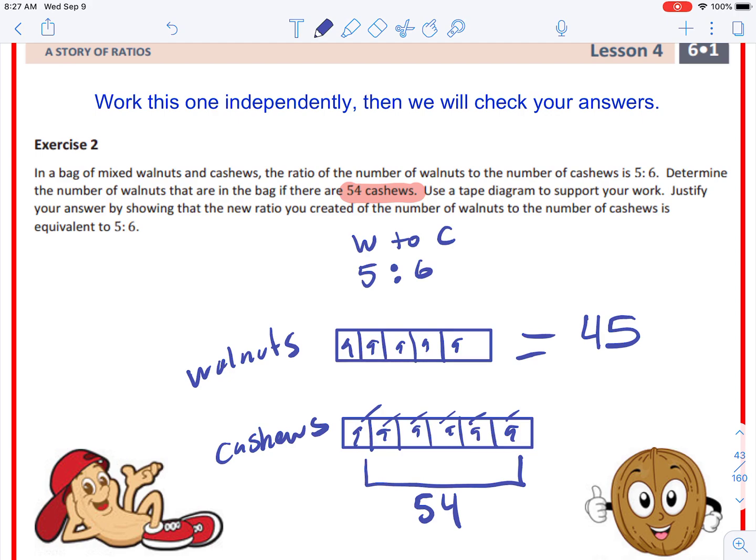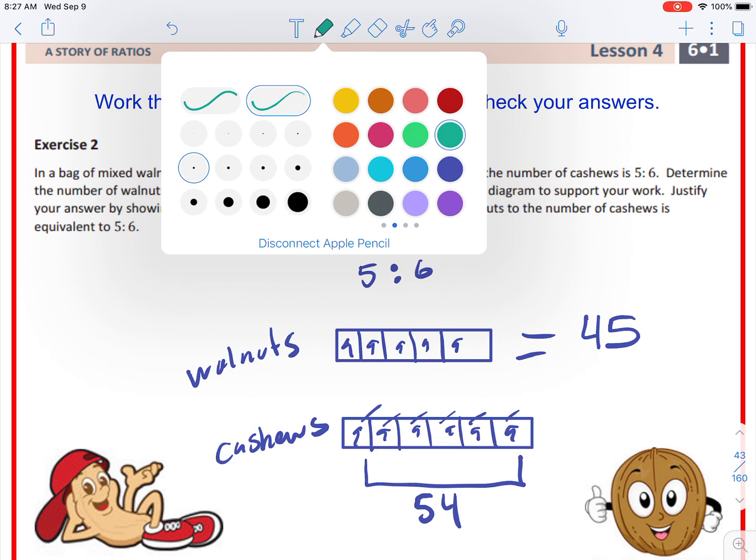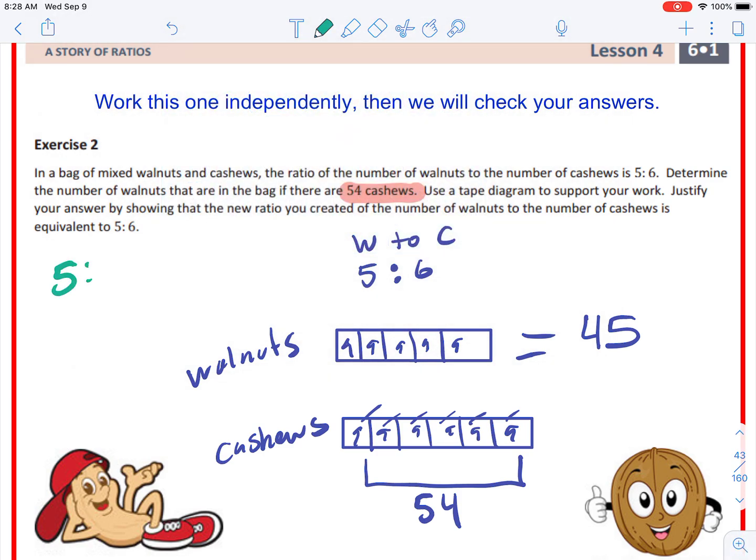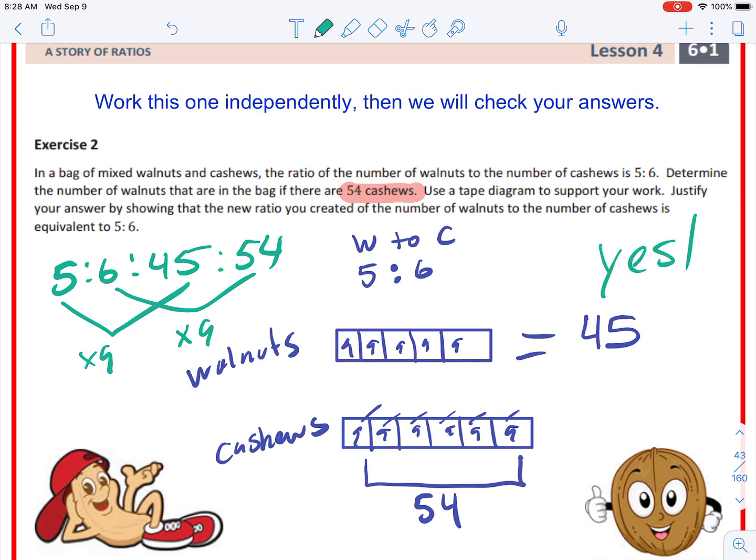Okay, it says justify your answer by showing that the new ratio you created of the number of walnuts to the number of cashews is equivalent to 5 to 6. So I have 5 to 6 and 45 to 54. Okay, what times 5 equals 45? It's 9. What times 6 equals 54? It's also 9. So these are equivalent.